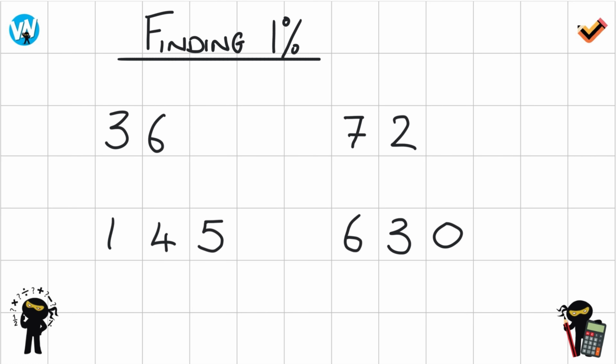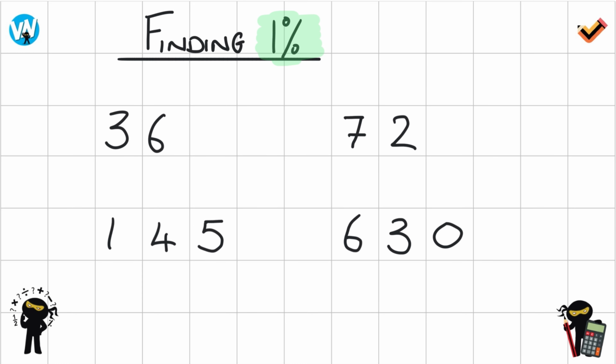So the first thing that we need to do today in regards to starting to find these more complex percentages is to be able to find 1%. So I'll just highlight this here. Finding 1% is really important. A little bit like last week. If you haven't seen last week's video, go and check that out.